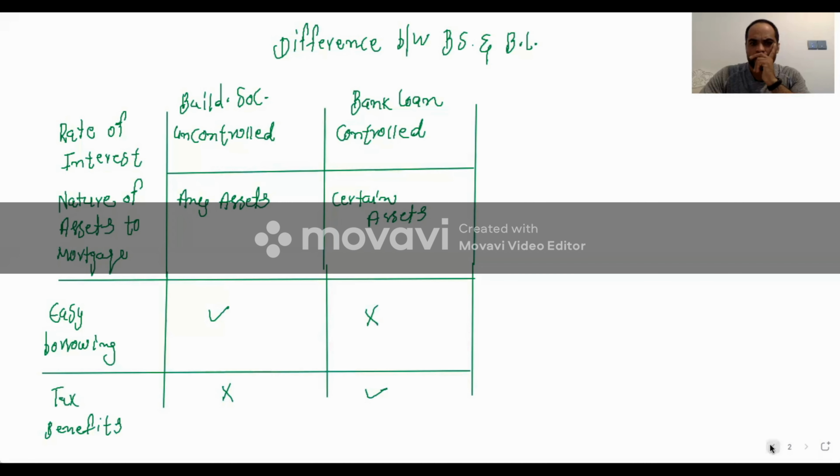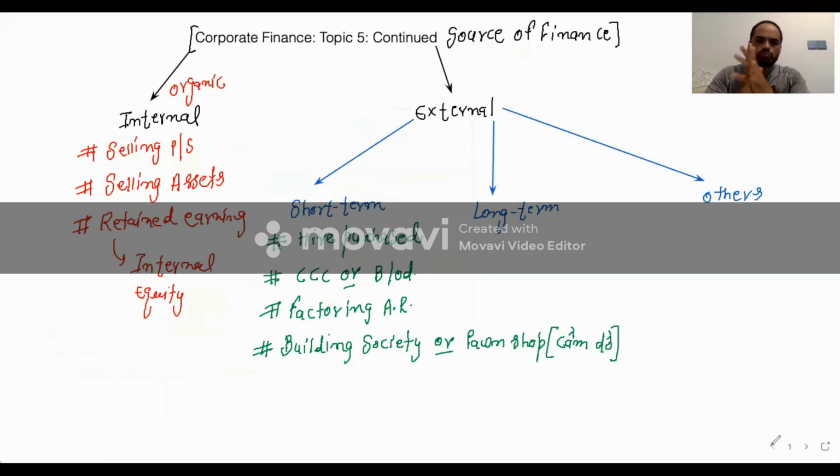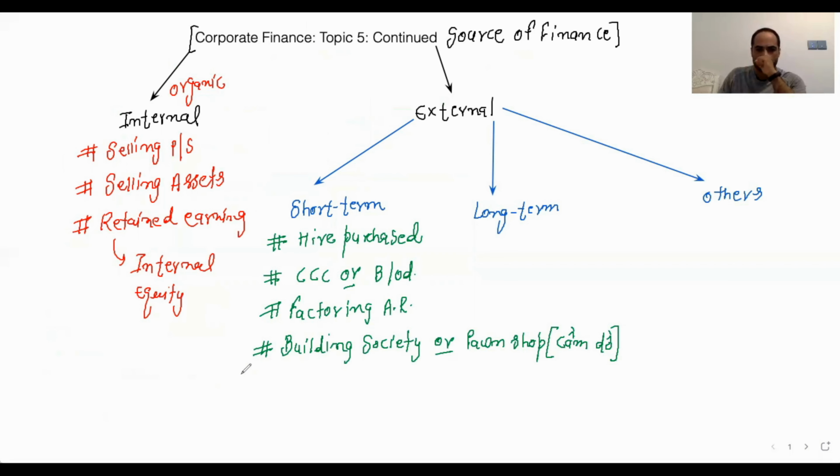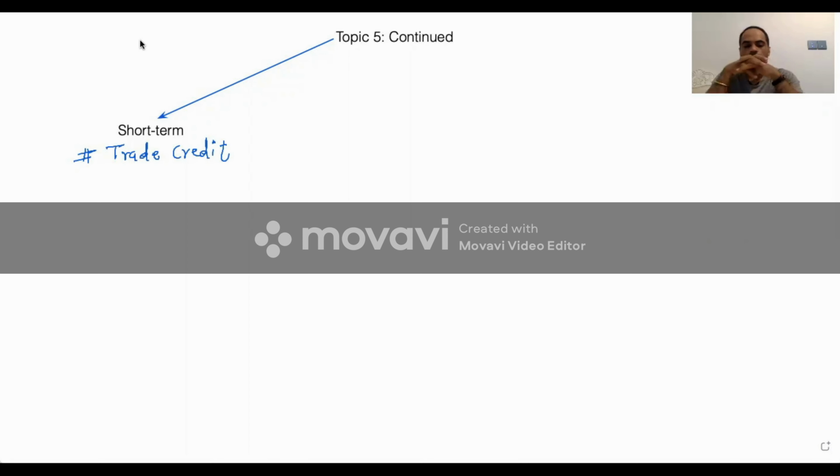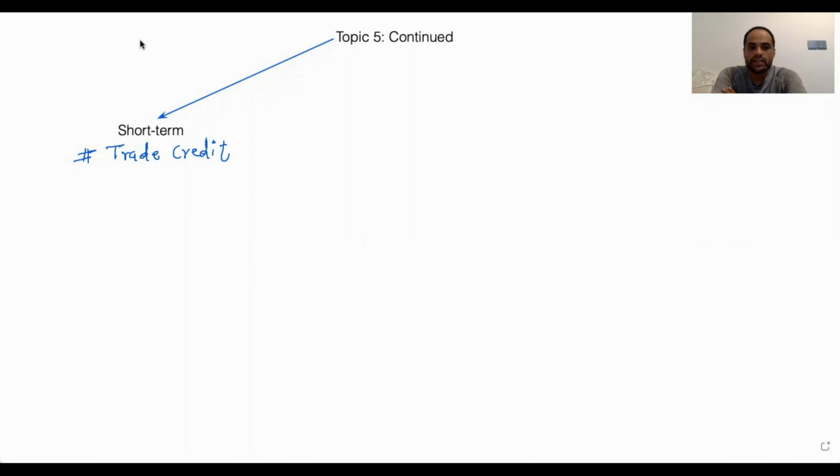Now we go back to our next short-term source of finance, which is trade credit. So now, after building society, the next short-term source of finance is trade credit. What does trade credit mean? Trade credit is exactly like accounts payable. Now, what does accounts payable mean?